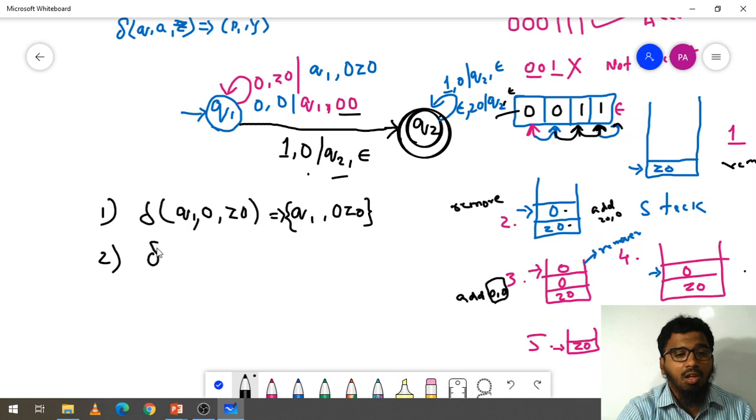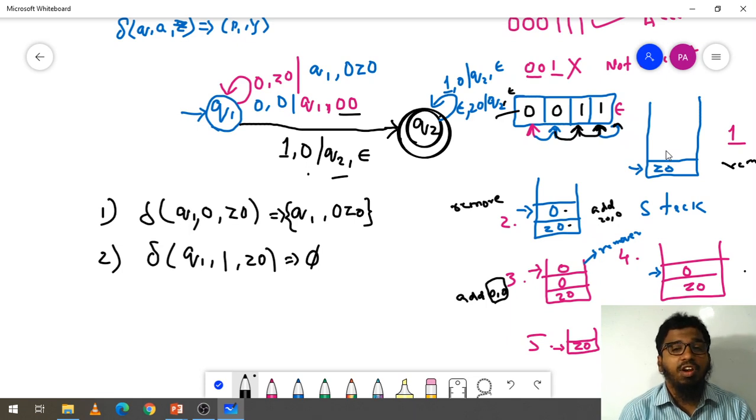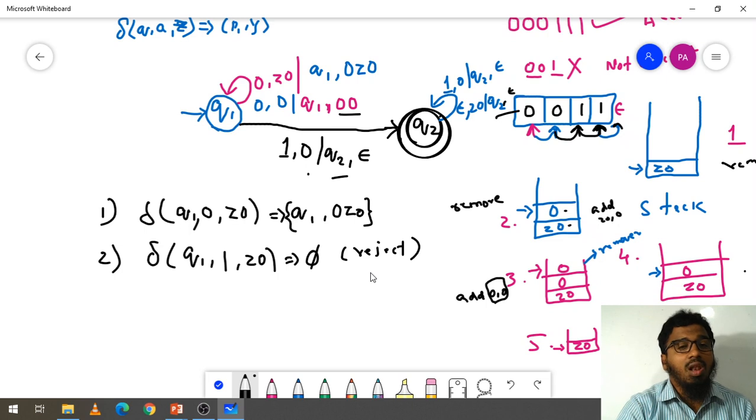Next is delta. Here we have taken 0, so on the same stack we can take q1 comma 1 comma z0, that is phi. Why are we writing this? Because whenever we have 1, there should be 0 first, then only it will accept the string. So whenever we have q1 comma 1 comma z0, that is phi, that means reject.